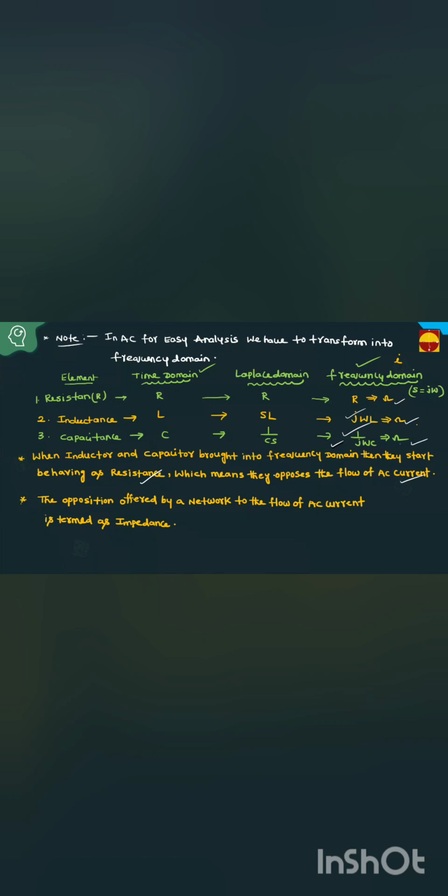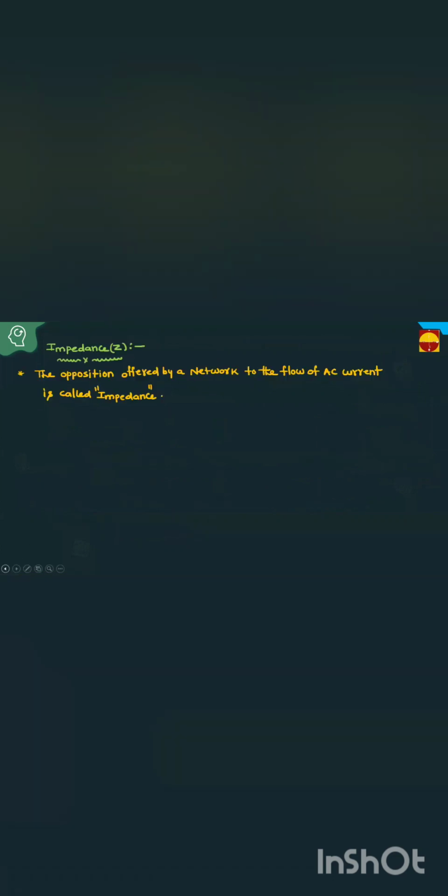The opposition offered by a network to the flow of AC current is termed as impedance. How do we get the term impedance? Why did this come into existence? Once we transform these elements into frequency domain, these elements act as a resistance which opposes the AC current. The opposition offered by the network to the flow of AC current is called impedance. Now, here I am giving the definition of impedance.